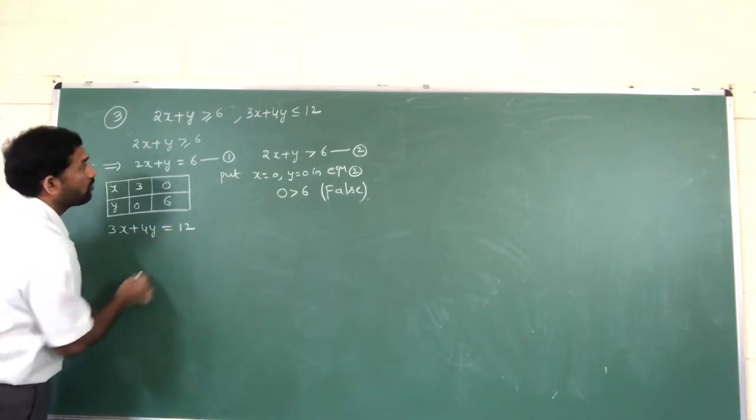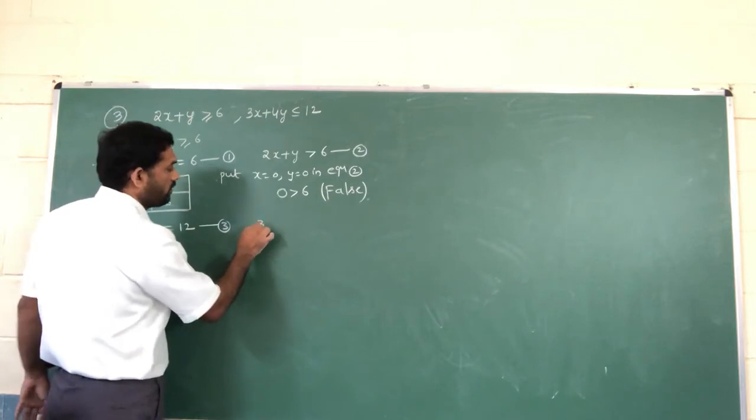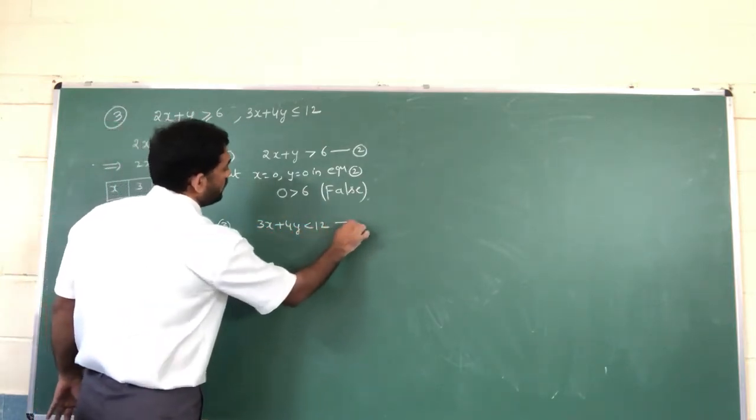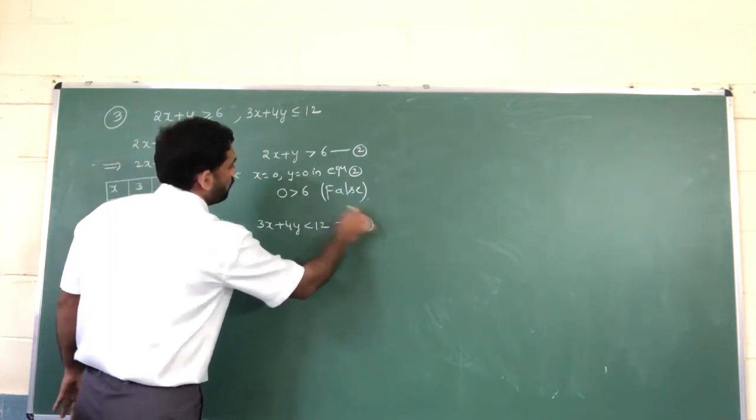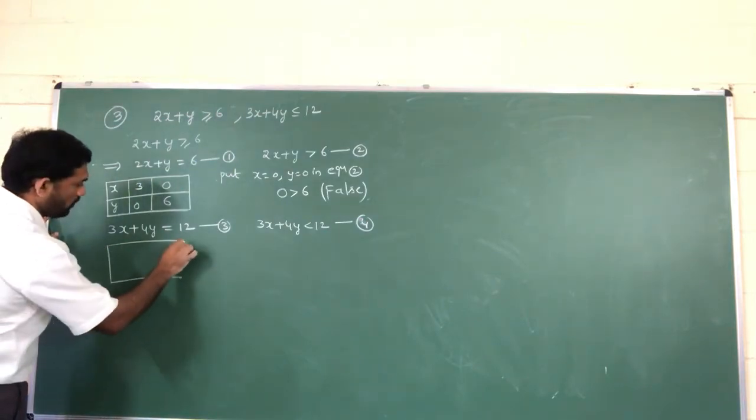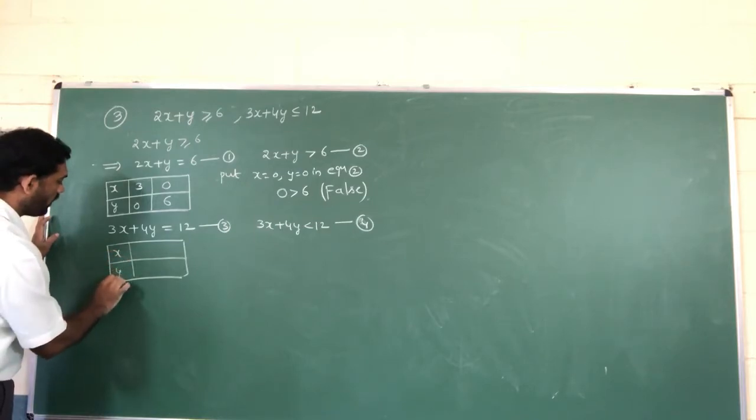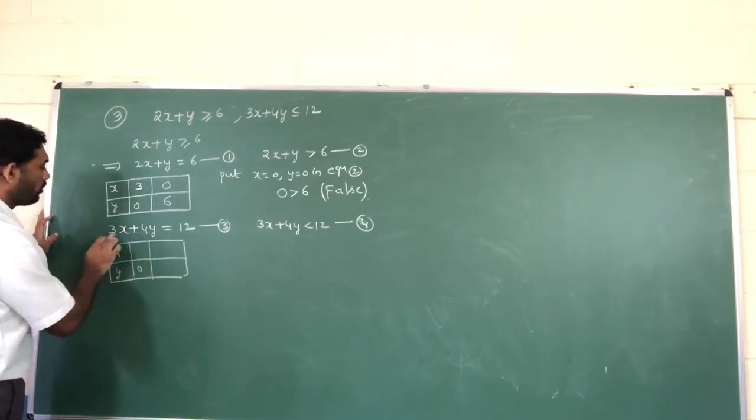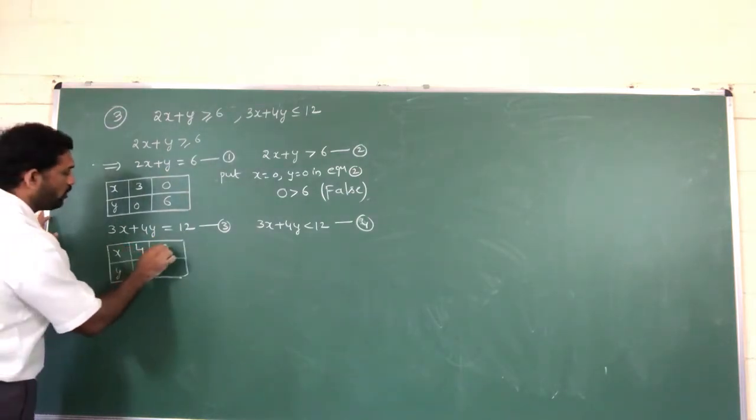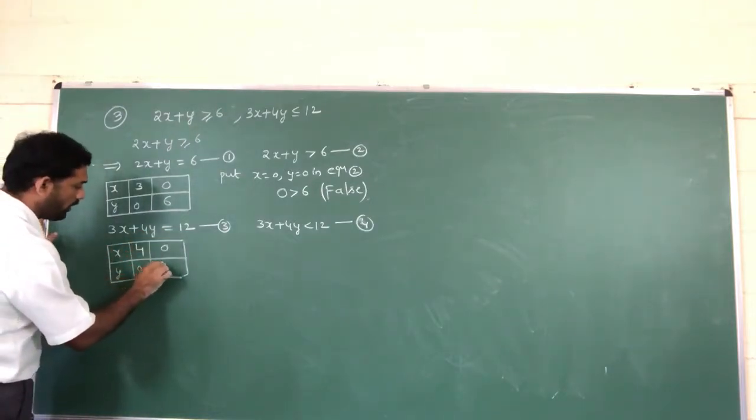3x plus 4y is equal to 12, that is equation number 3. Another one, 3x plus 4y less than 12, that is equation number 4. Now you have to do the same procedure. For this one take a table. Put y equal to 0, so 3x is equal to 12, so x is equal to 4. Put x equal to 0, so 4y is equal to 12, so y is equal to 3.